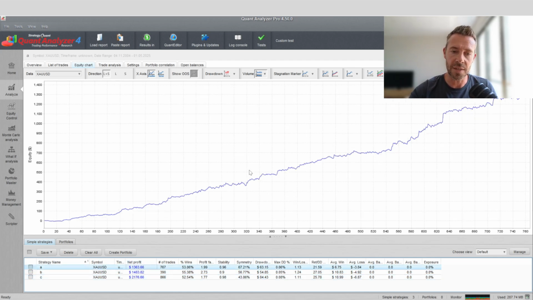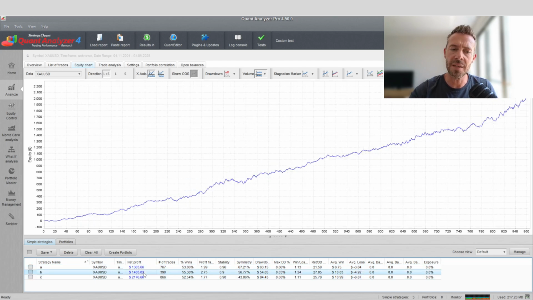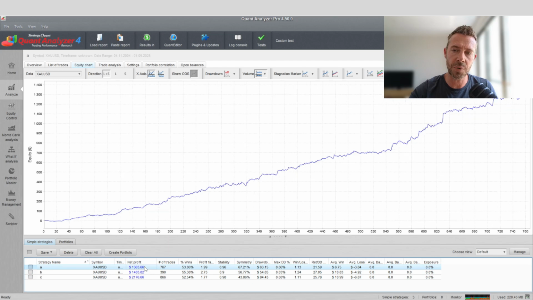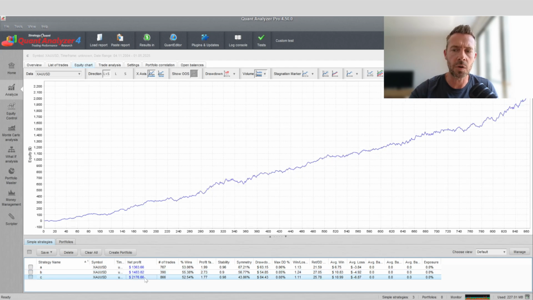This is strategy A. You can see the growth curve here. Strategy B, and strategy C. You can already see that despite just one optimization process, the growth curve of all three is not identical, so they're not 100% either. They're not so correlated, to be honest.